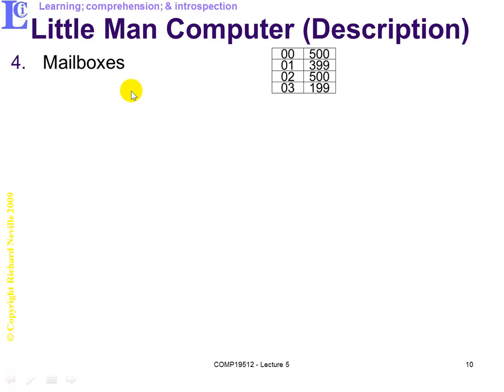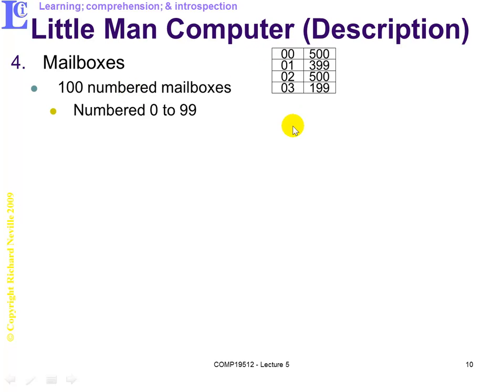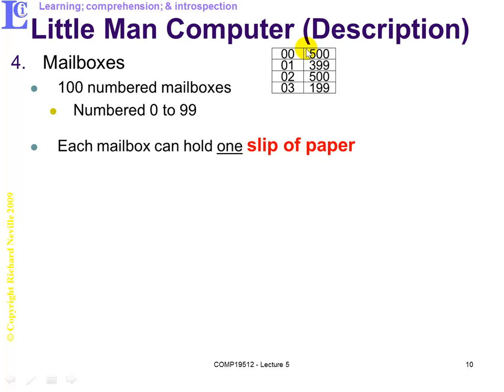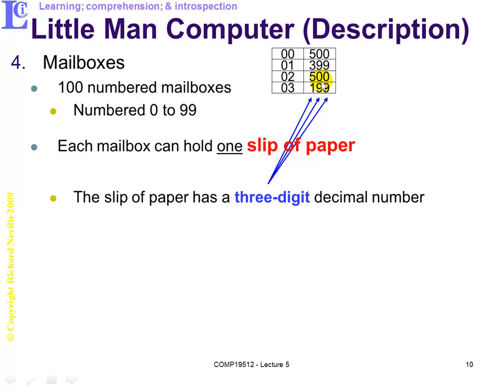So let's talk a bit more about mailboxes. There's 100 of them, 0 to 99. Each one holds, at a specific address, 0 in this case, 3 digits on a slip of paper. So there are 3 digits here on each slip of paper. Remember, these won't nominally be here all the time. These slips of paper are placed there.